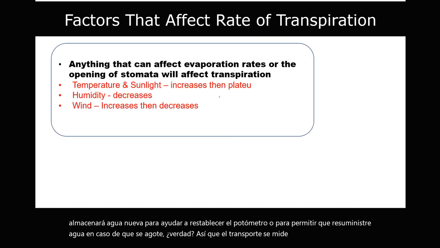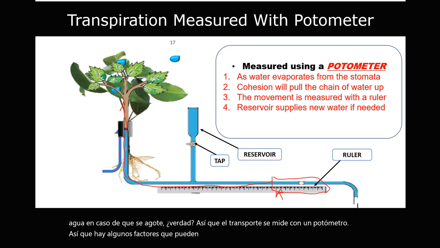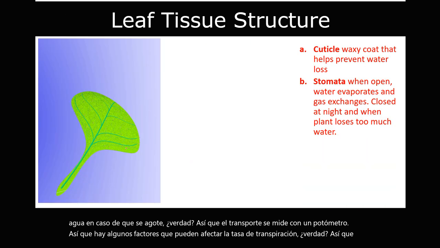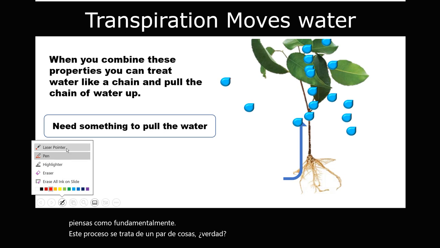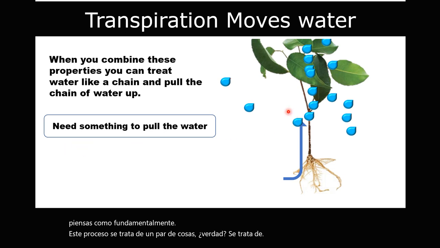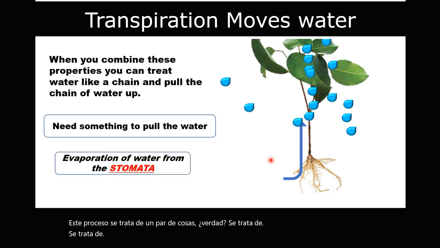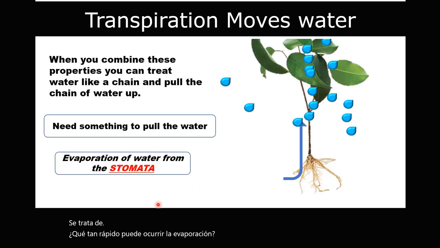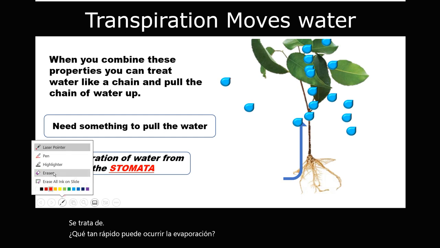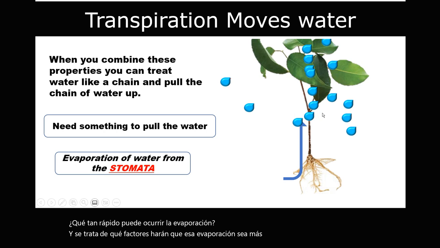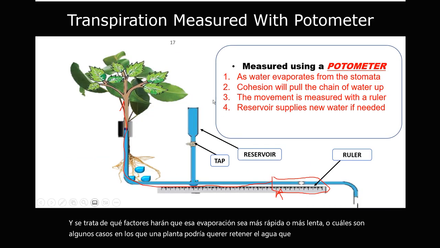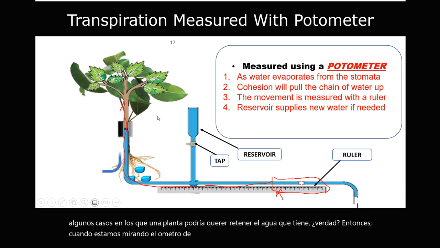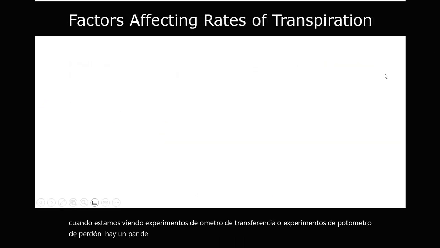There are some factors that can affect the rate of transpiration. If you think fundamentally, this process is about a couple of things. It's about how fast evaporation can occur, and it's about what factors will make that evaporation either faster or slower, or what are some instances in which a plant might want to hold on to the water that it has. So when we're looking at potometer experiments, there are a couple of things that can alter how quickly or how slowly that happens.